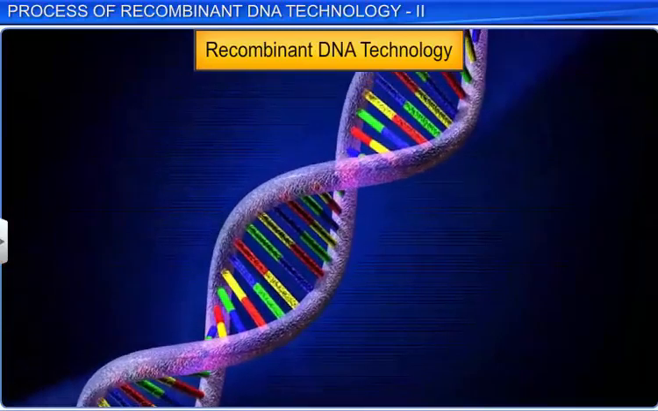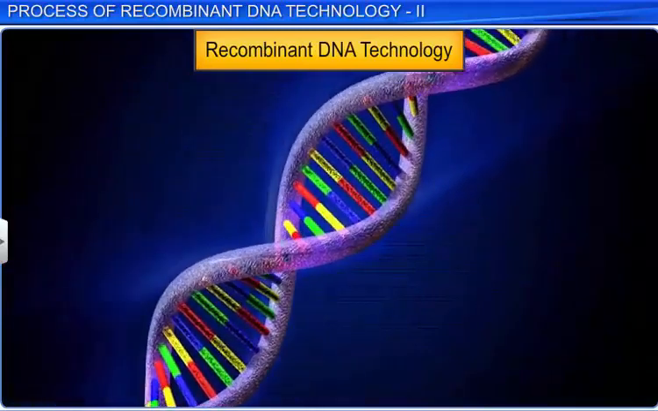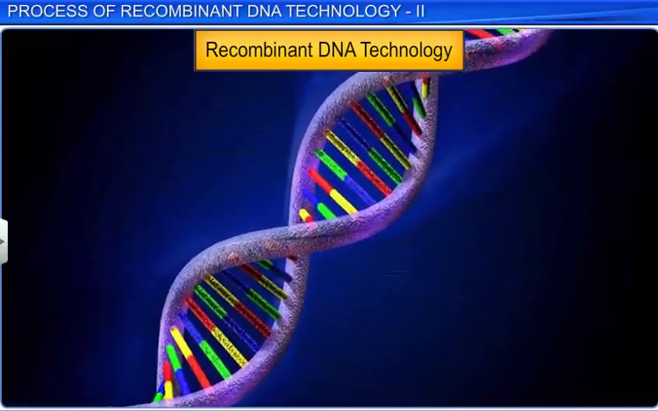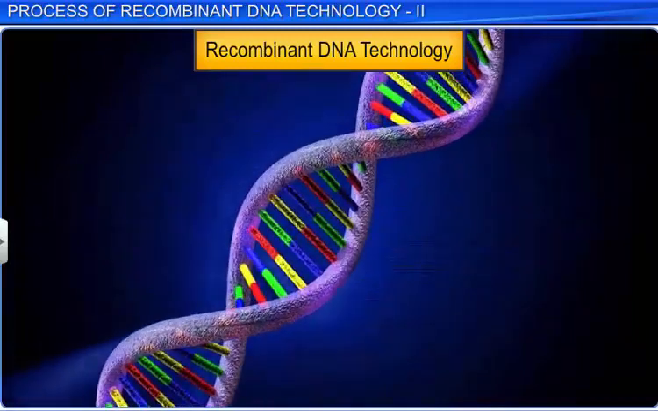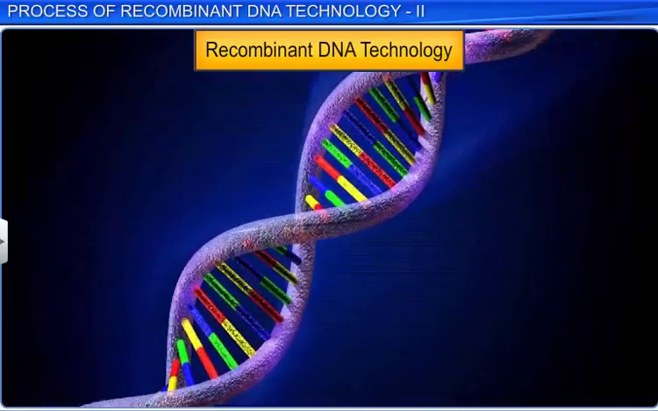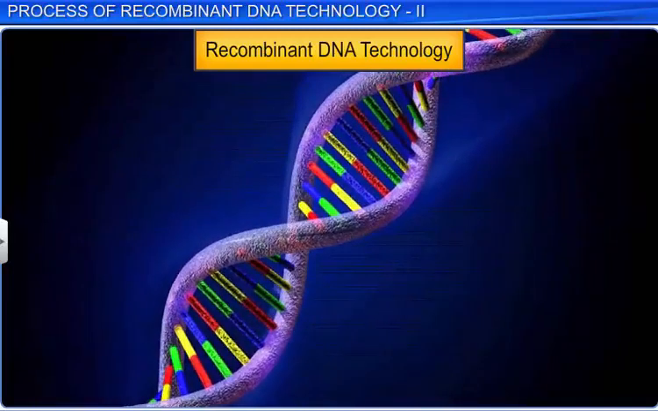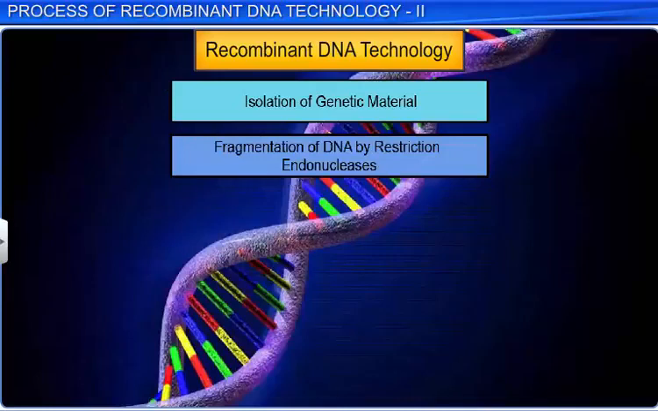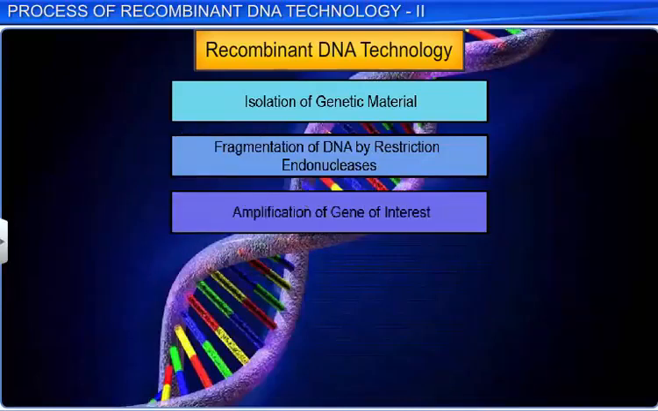Recombinant DNA technology is an important tool in understanding the structure, function, and regulation of genes and their products. It is a complex step-by-step process. The first few steps in DNA recombinant technology involve the isolation of the genetic material, fragmentation of DNA by restriction endonucleases, and amplification of a gene of interest.